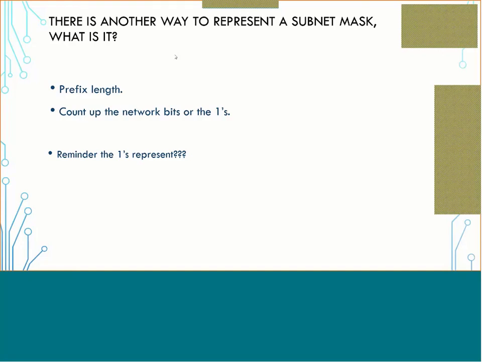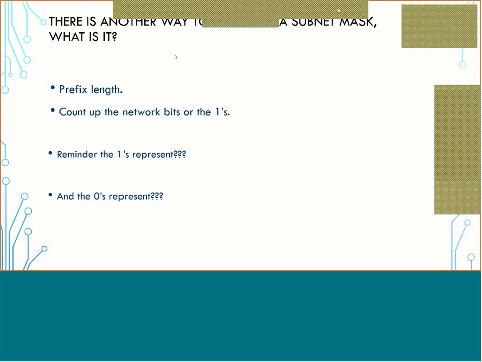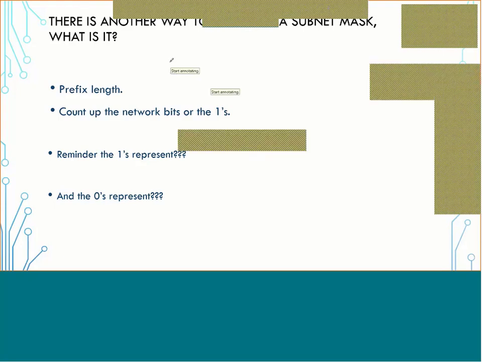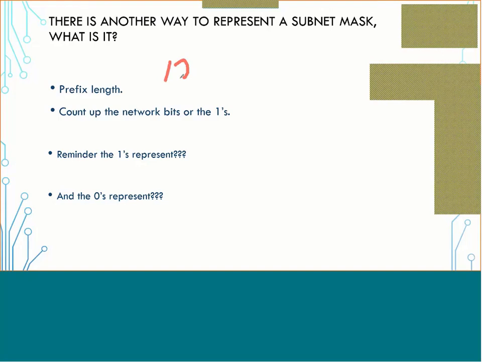So the ones represent what? Network bits. So the prefix length is an indication of the number of network bits, okay? And the zeros represent? Host bits, exactly right. So let's say I have a /24, okay? So if I have a /24, what would my subnet mask be in decimal?